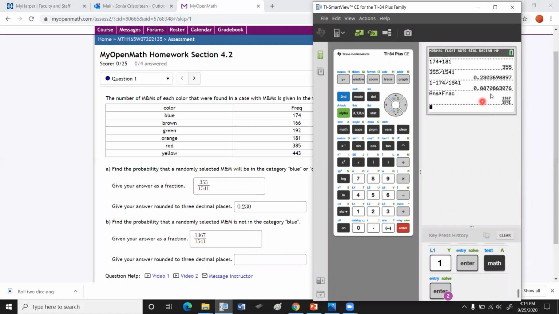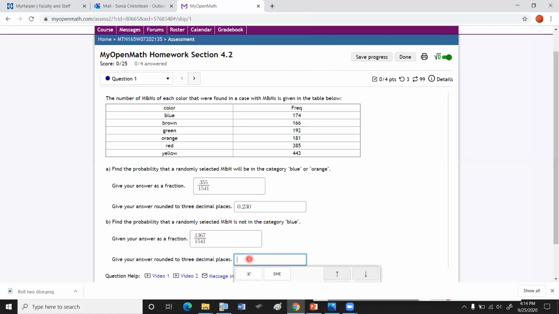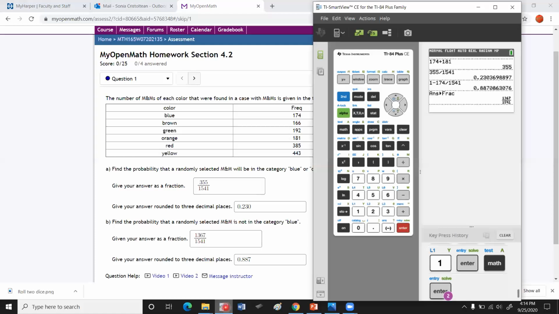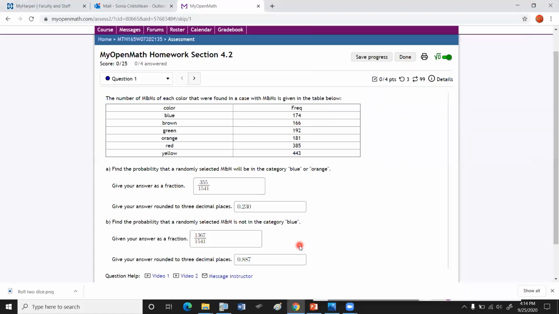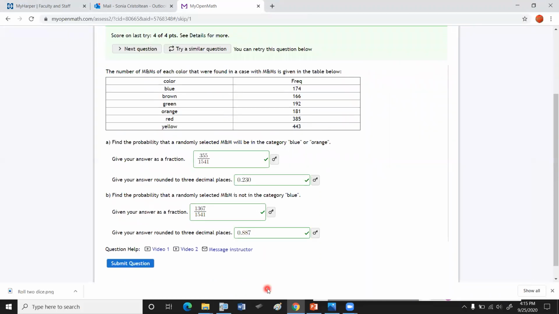And then the answer, in decimal form rounded to 3 decimal places, will be 0.887. I need to make sure I put it in the right spot, 0.887. And I will double check. I'll look again at my calculator. Okay, so I think I'm done. Let's see. I will submit the question. And everything is correct.